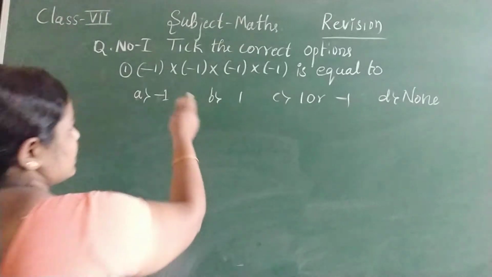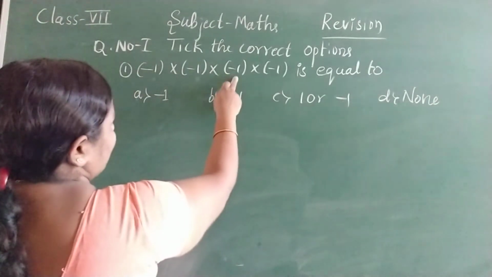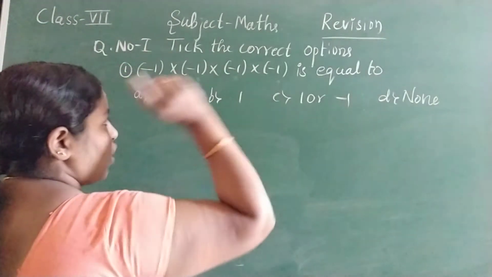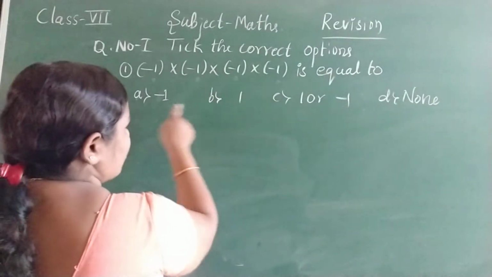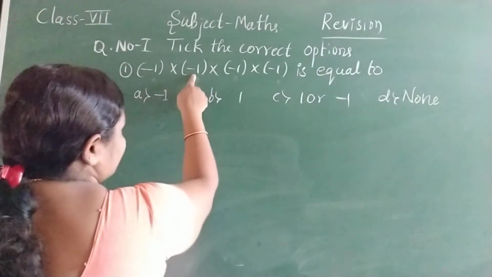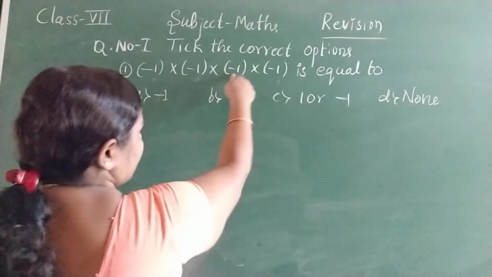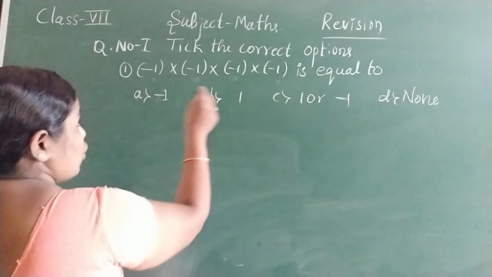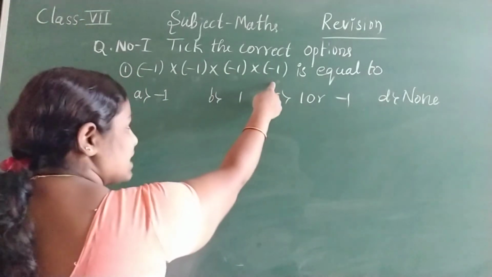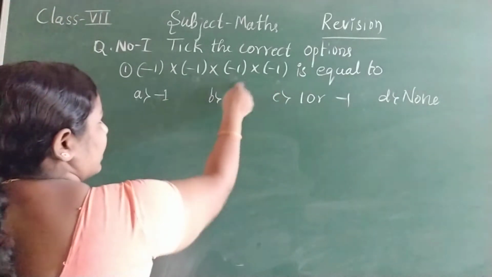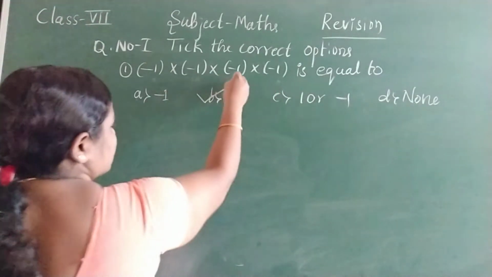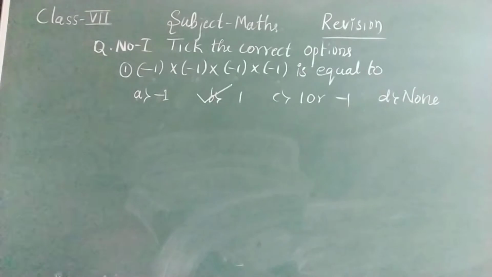So now let's take this. 1 ones are 1, 1 ones are 1, 1 ones are 1. So the product is 1 with which symbol? Minus into minus, plus. Plus into minus, minus. Minus into minus, plus. So 1, 2, 3, 4, these are in even number. So you will get the positive product. So the answer is B, 1.